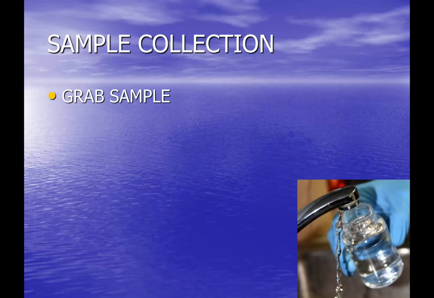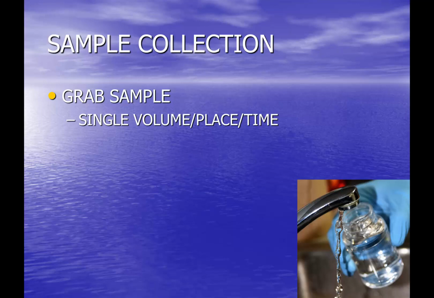We start with some types of sample collection methods. The first is what we call a grab sample. A grab sample is a sample in which we are taking a single volume of water at a specific place at a specific time. It provides kind of a quick view of what the water quality condition is at that specific time. It doesn't tell us what happened 5 minutes before. It's not telling us what's expected to happen 5 minutes after. We're grabbing a sample right there, right then. It provides a bit of a snapshot.